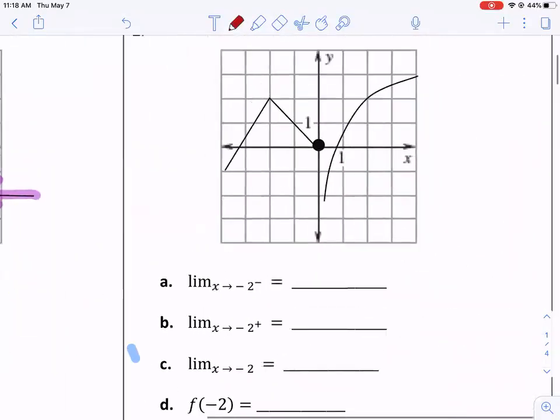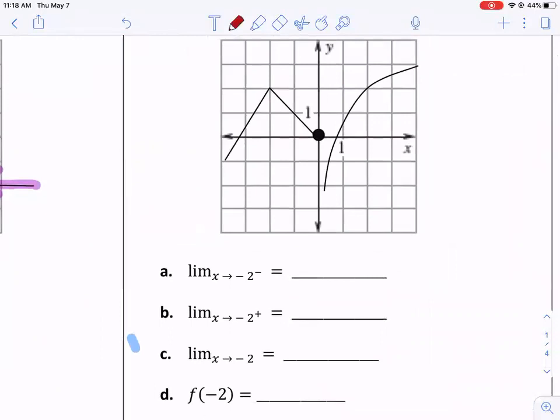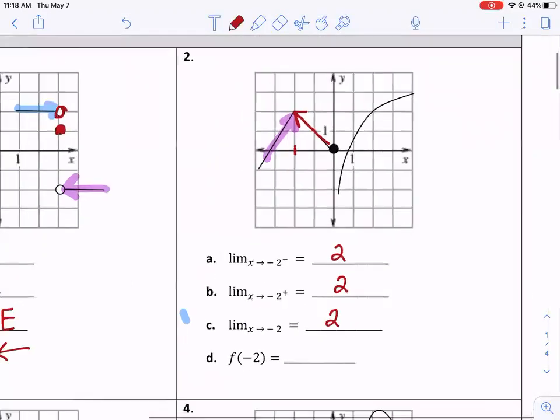So that's just a little example of why that works. Okay, next up is the limit as x approaches negative 2 from the left side. So negative 2 is here. When I'm approaching it from the left side, I am at positive 2. When I'm approaching it from the right side, I'm also at positive 2. So that means the limit as x approaches negative 2 in general is 2. And then f of negative 2 is also 2.